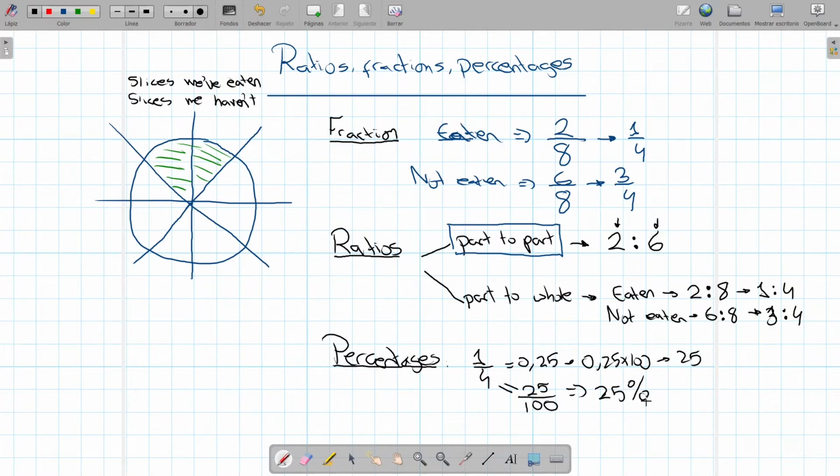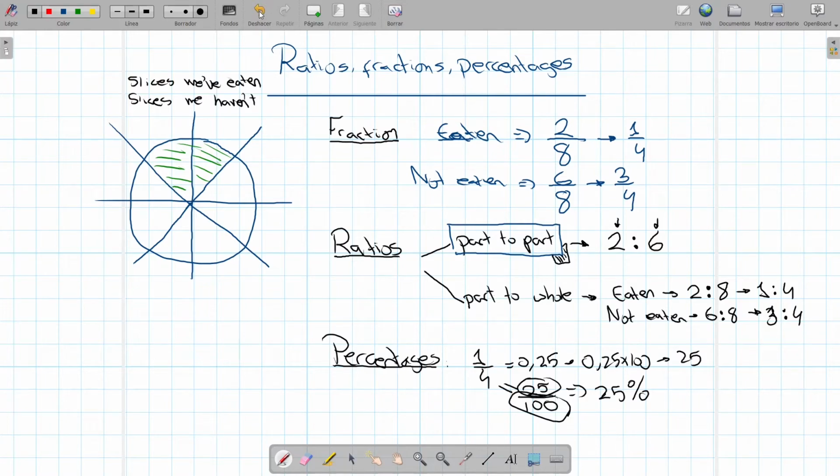So again, what do these relationships mean? Fractions are parts that we relate to a whole, represented with the part in the numerator and the whole in the denominator, and then simplified. Ratios can be part to part or part to whole, but most commonly part to part, where we represent one part related to the other part. Percentages are parts related to 100. To calculate that, the easiest way is to do the division of the fraction and then multiply it by 100, and that would be parts in 100.